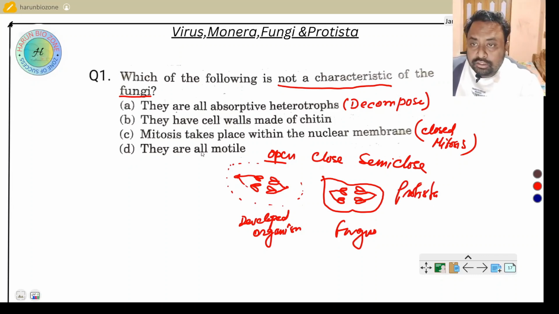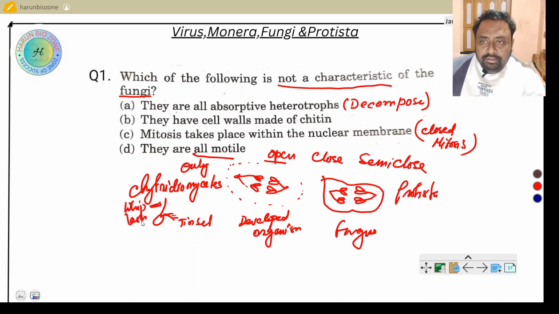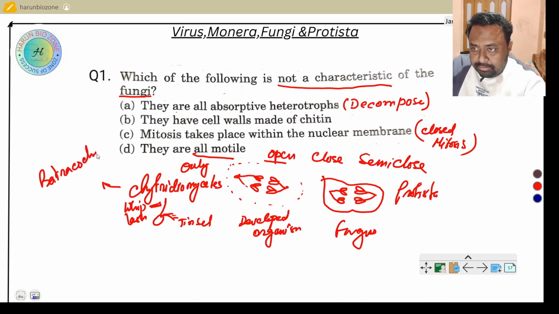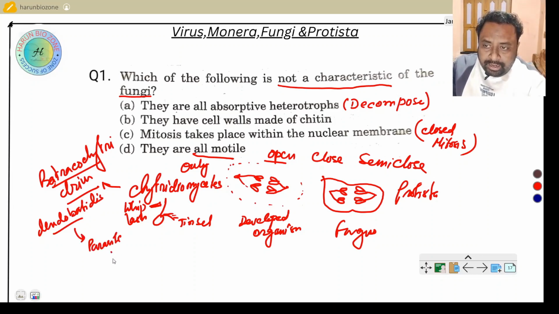Clear? They are all motile? Not all motile, only chytridiomycetes are motile. They have flagella. Two types of flagella are found: one is the thin cell type, where thin cell means flagella with hair, and one whiplash type. This is only found in chytridiomycetes. An example of chytridiomycetes is Batrachochytrium dendrobatidis, a parasitic fungus, parasite to amphibia, okay? So here the wrong answer is D.